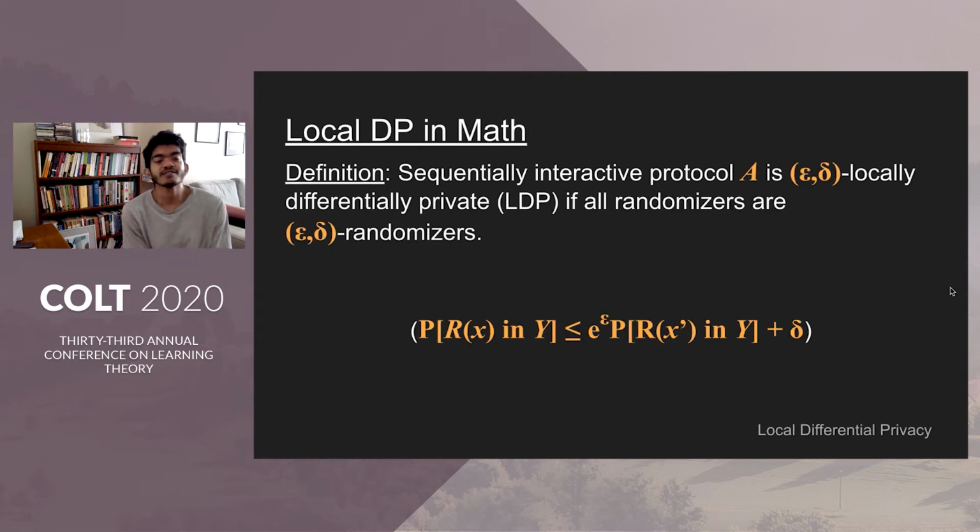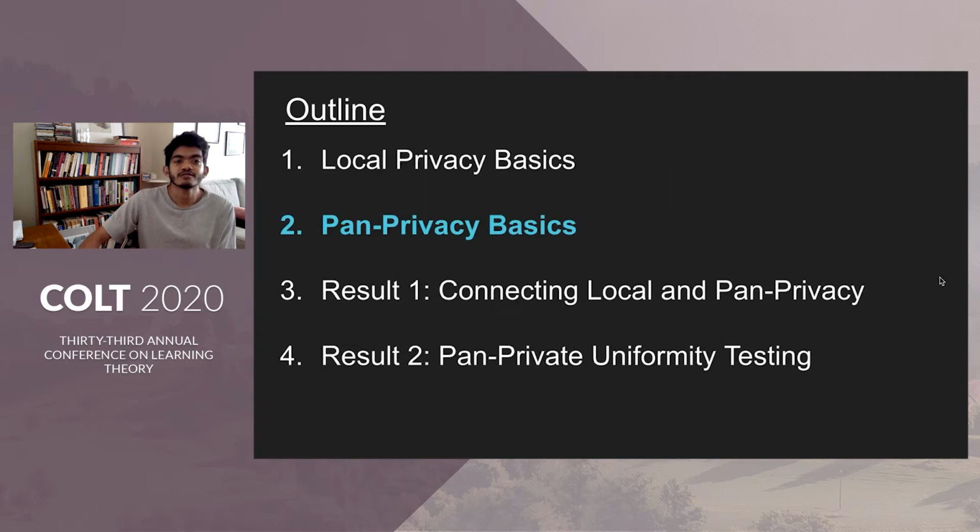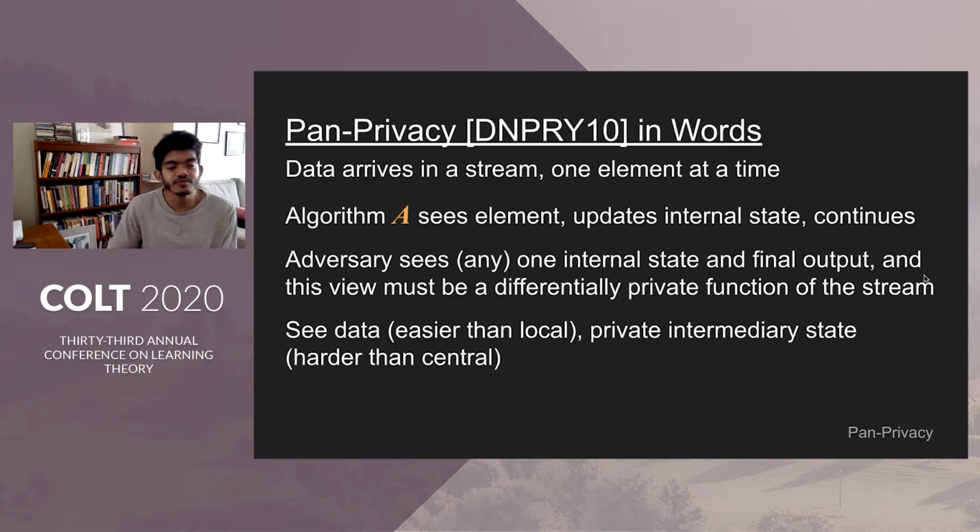So in math, we'll say a sequentially interactive protocol A is epsilon-delta locally private if all of its randomizers, so the randomizer that each user employs to produce an output, is an epsilon-delta randomizer. So it satisfies this kind of relationship where the output distribution given input x is very similar to the output distribution given input x prime. That's why it's private.